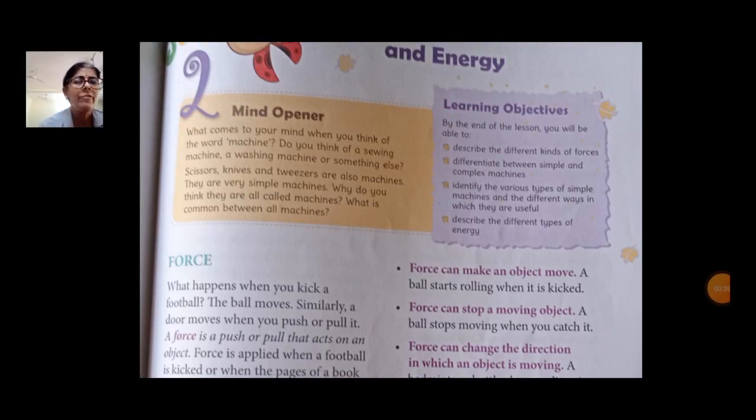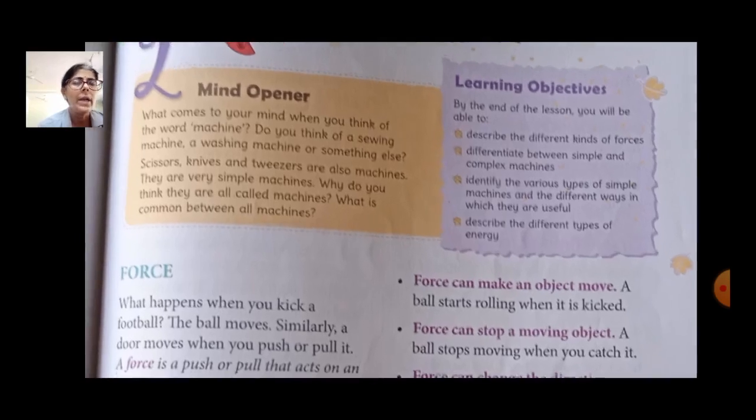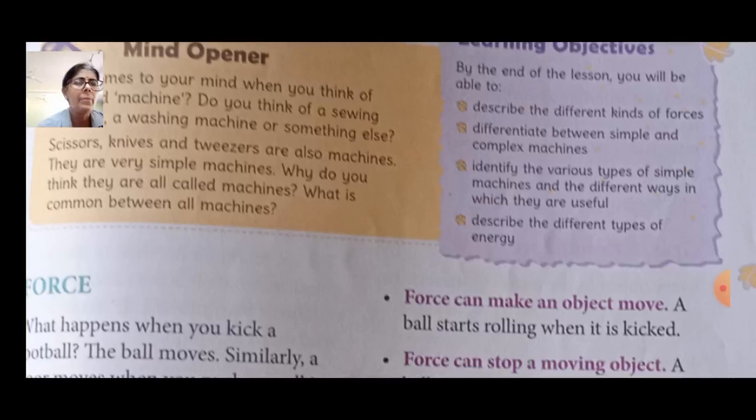So by the end of this chapter, you will be able to learn what is force, energy, how many types of force, means all the different type of force, then about the machines, simple machines and the various type of other machines, then the difference between the simple machine and a complex machine, right?